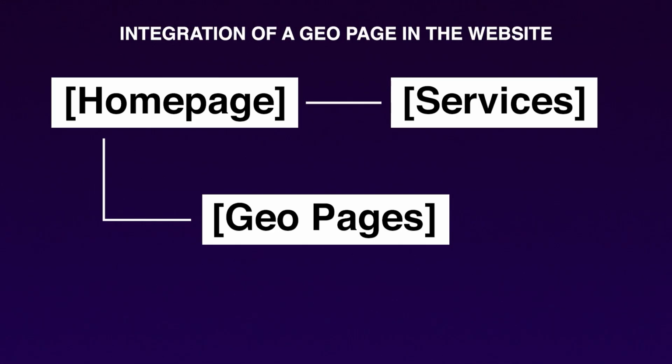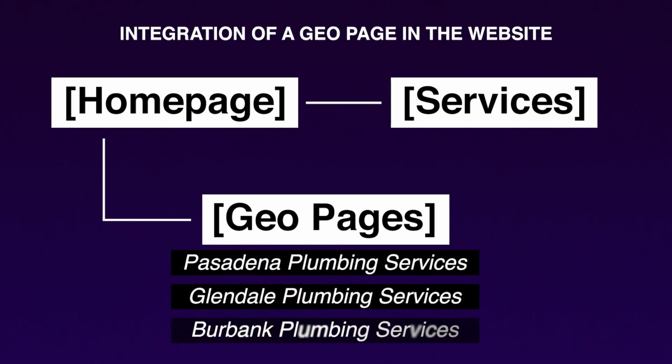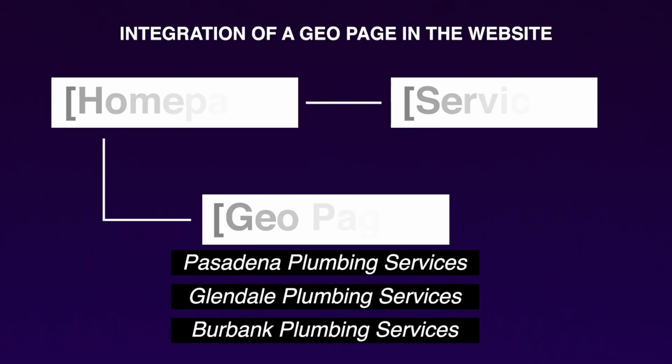Okay. Next comes the individual geo pages. So here each page is tailored to a specific geographical area. For example, as I said before, let's see the example of Pasadena plumbing services. So this page would include keywords specific to Pasadena, and you can also include local customer testimonials from Pasadena if you have any, and any special services offered in Pasadena.